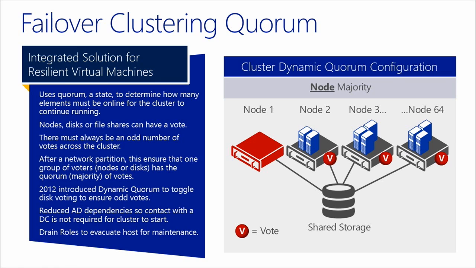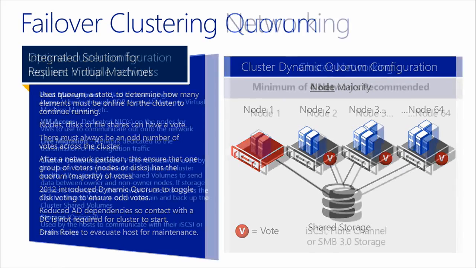We've also added a feature that allows you to drain roles to evacuate a host. So let's say I have 200 VMs running on a single host. We could say evacuate that host. It will live migrate all of the VMs off the host and drain it, so that you can simplify your maintenance operation.